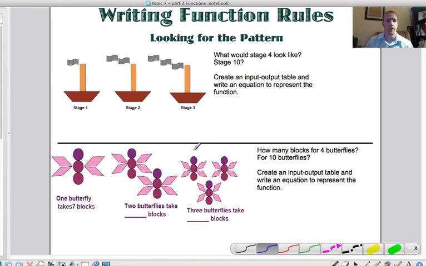Alright guys, Functions part 2. So we want to be able to write a function rule, and we need to be able to recognize a pattern to do so. So here, writing function rules, looking for the pattern.